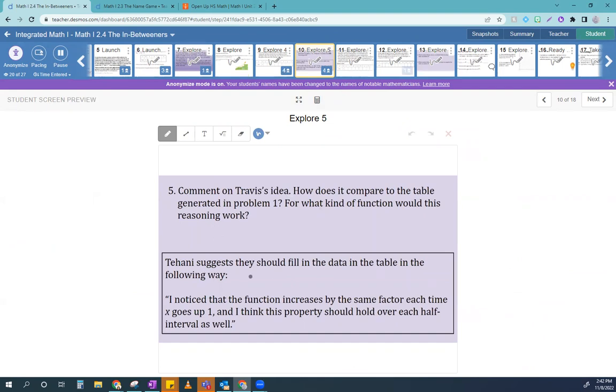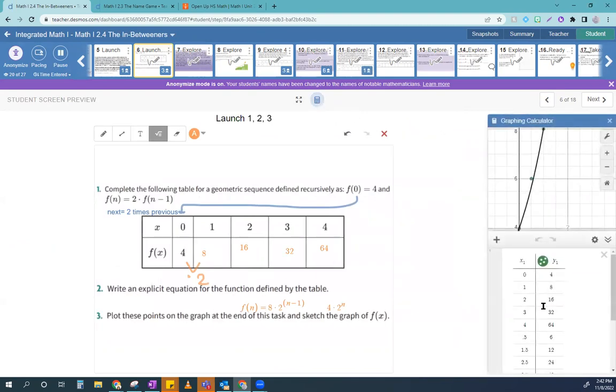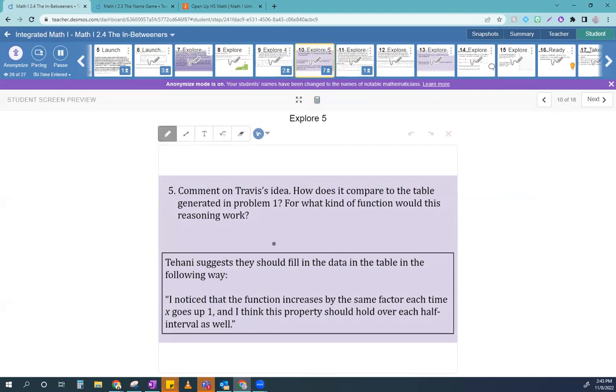Tahani suggests that they should fill in the data in the table the following way. I noticed that the function, okay, so what do you guys think? Do you think that looking at this, those extra points that we added, are they on the curve? That's what I want you to answer here. Do you think they're on the curve? If you say yes, say, I think they're on the curve because I see that the curve goes through those points. If not, say no. And kind of like think about, okay, well, what should we do next? So I'm going to give you a second to answer that. I'm going to pause this real quick.